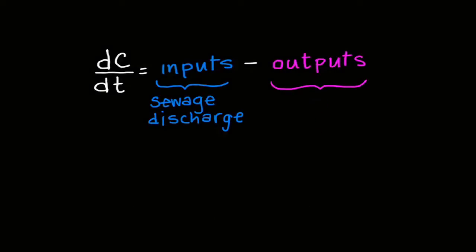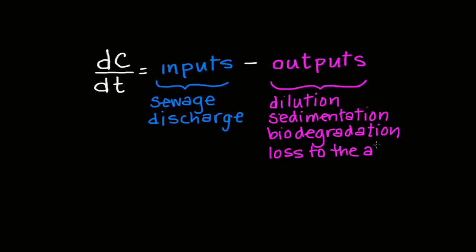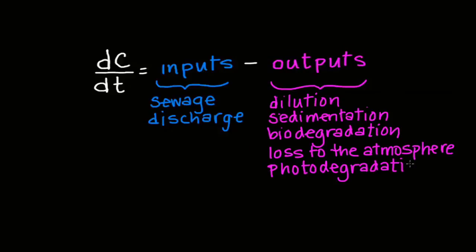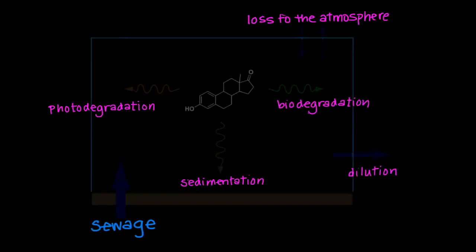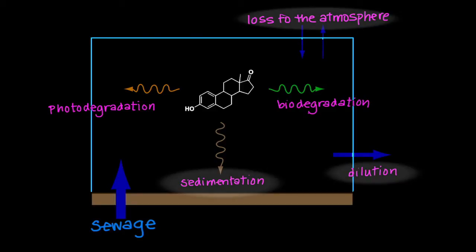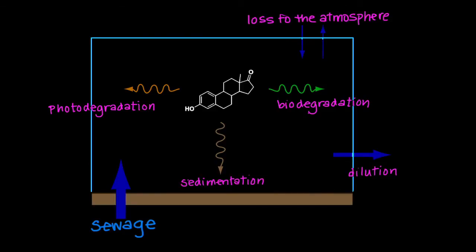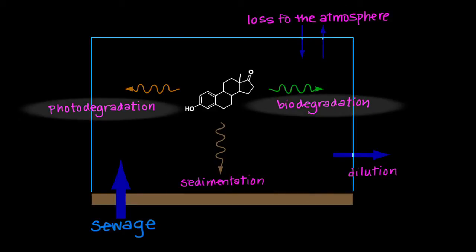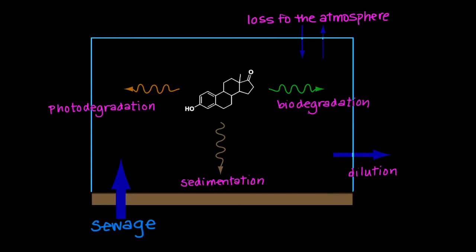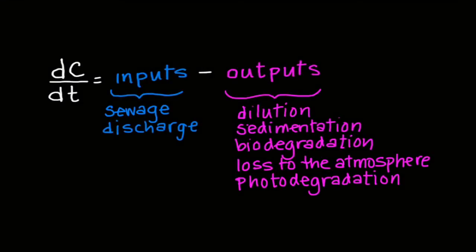There are many possible outputs, including the rates of dilution, sedimentation, biodegradation, loss to the atmosphere, and photodegradation. Observe that some of these estrogen outputs remove estrogens from the control volume, while others chemically transform estrogens into other compounds. At this point, we may decide to neglect terms that we suspect will be small, given what we know about the characteristics of the particular chemical and environment that we're modeling.